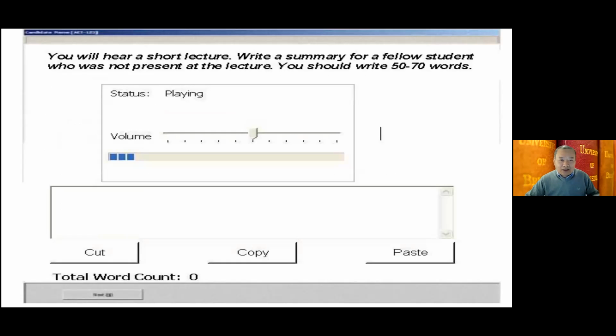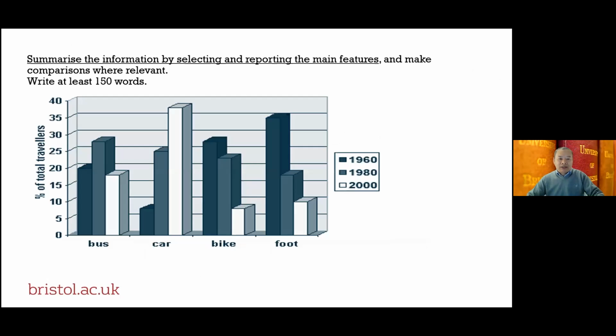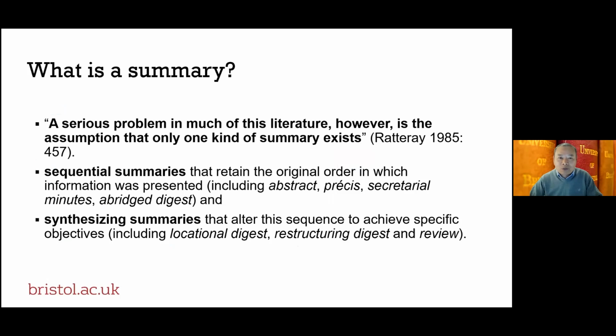And in the listening task, summarize a short lecture, it's to write a summary for a fellow student who was not present at the lecture. This is slightly better, at least it's got a purpose. It's a summary for a fellow student. And in the IELTS test, similarly, it simply asks the student to summarize the information by selecting and reporting the main features. Again, no clear context of why I'm summarizing this information and for what purpose.